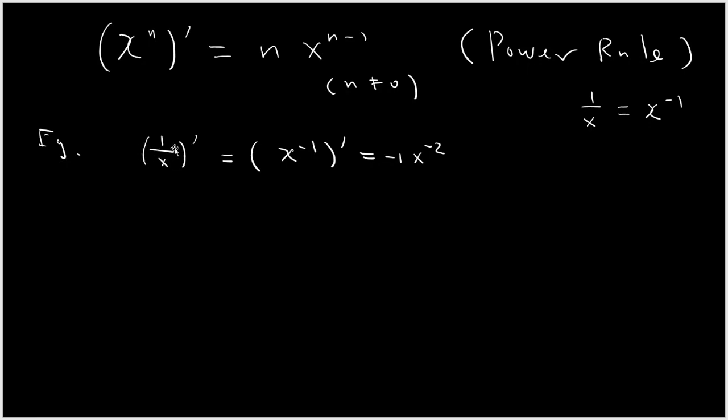Again, to differentiate a function like this, the first thing you do is convert the function to the form of a power function. 1 over x is x to the power of -1. You only look at the inside part, the part inside the brackets. After converting, you can use the power rule. The derivative of x to the power of n is n times x to the power of n minus 1. In this case, n is -1, and n minus 1 is -2, of course.